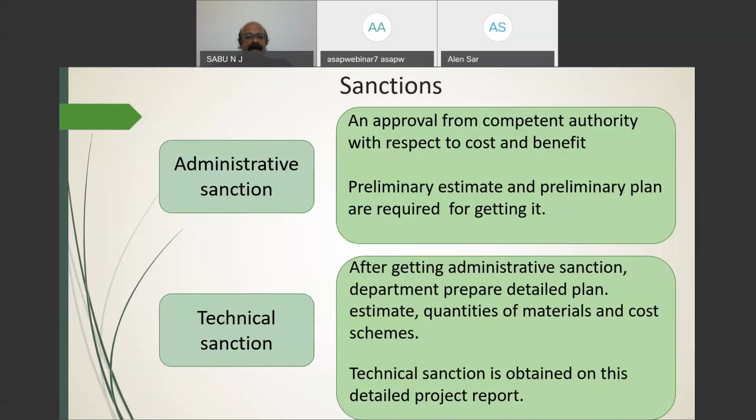So there are two types of sanction. The first sanction is known as an administrative sanction. What is an administrative sanction? That means the sanction is obtained from the competent authority or administrative authority. Here our competent authority is the government. That may be the state government, the central government, or the local self-government. Finally, the government is the formal authority, so such approval is to be obtained from that authority.